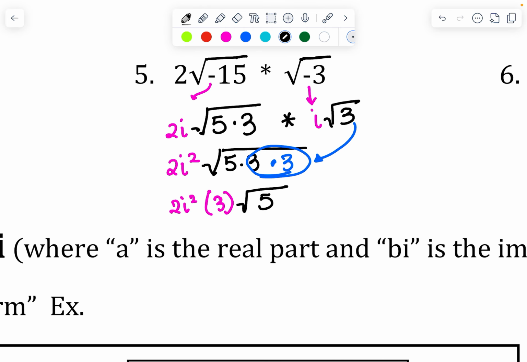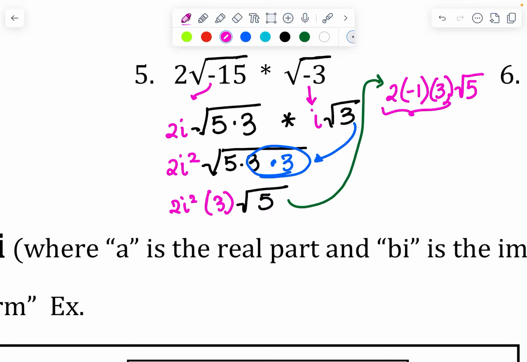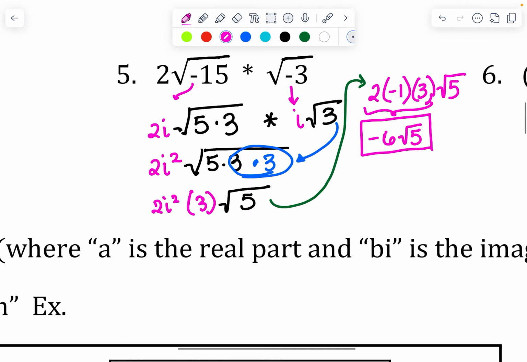So now simplify this even further. I'm going to continue this problem up here. You have 2i squared, but i squared is a negative 1, times 3 times radical 5. So these outside numbers become a negative 6. Bring down your radical 5, and there you have it. Negative 6 times radical 5.